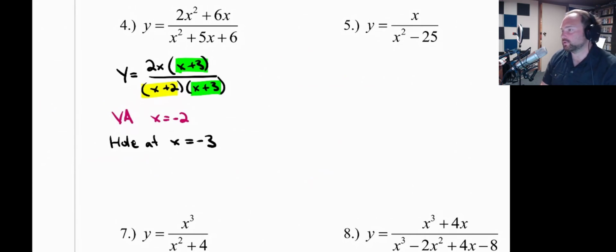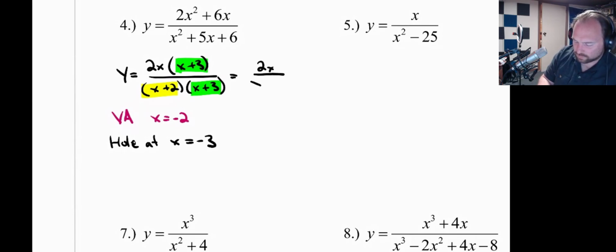Because that will force a 0 on the top and the bottom at the same time. So this graph will resemble the graph of 2x over x plus 2. You won't see the x plus 3 behavior at all, but you will see a hole at -3. As far as vertical asymptote goes, now again you want to focus on the leading coefficients.